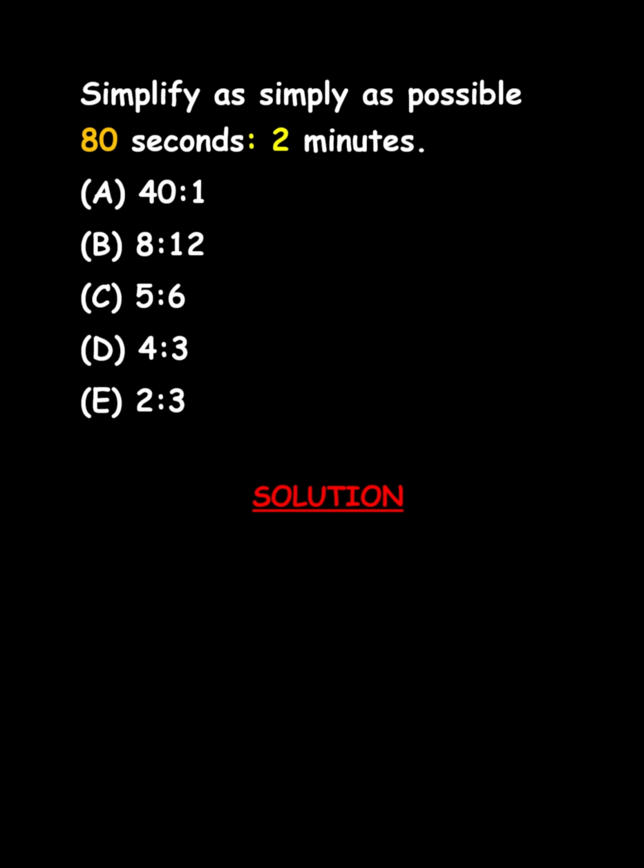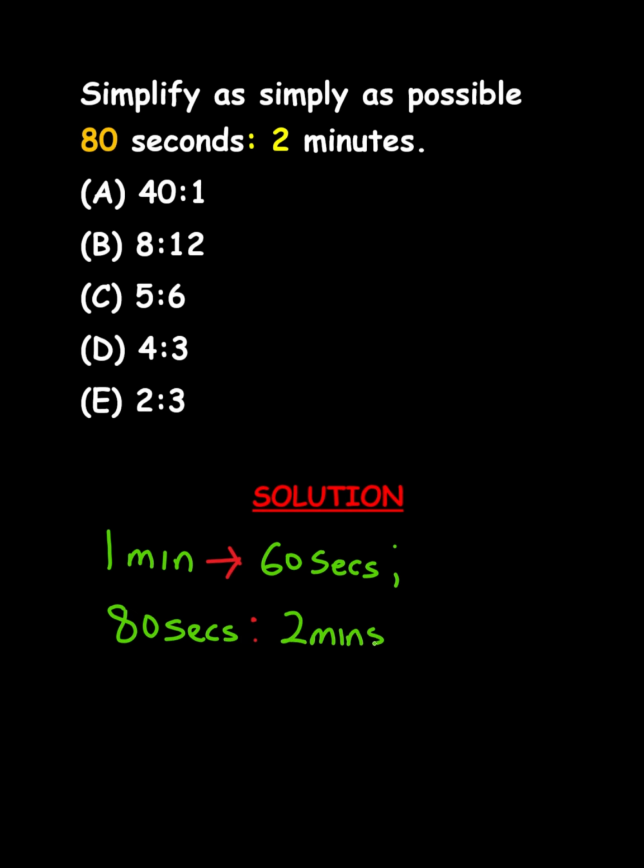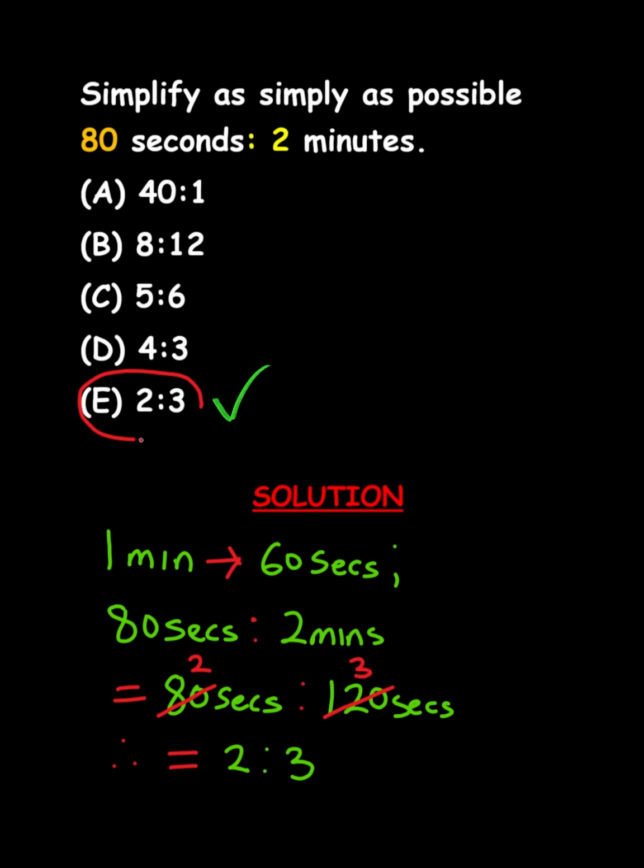Solution. Know that 1 minute equals 60 seconds. Then, we are required to simplify a ratio of 80 seconds to 2 minutes. Also we convert 2 minutes to seconds, which gives the ratio of 80 seconds to 120 seconds. We divide the left-hand side and right-hand side by 40. 80 divided by 40 gives 2. 120 divided by 40 gives 3. Therefore equals a ratio of 2 to 3. The correct answer is E.